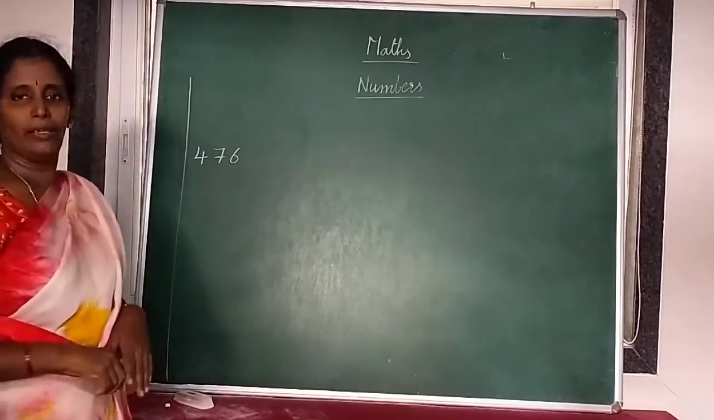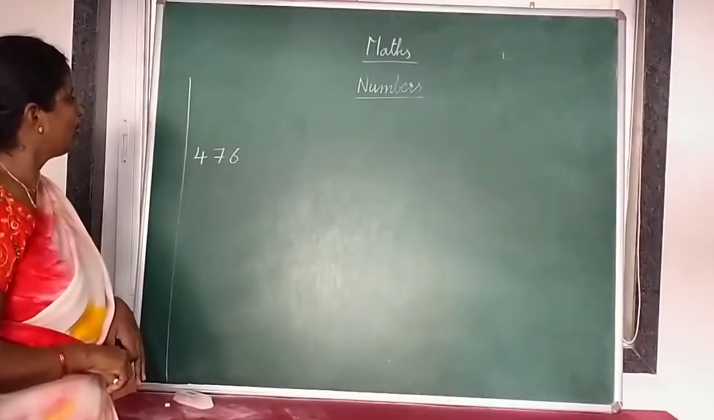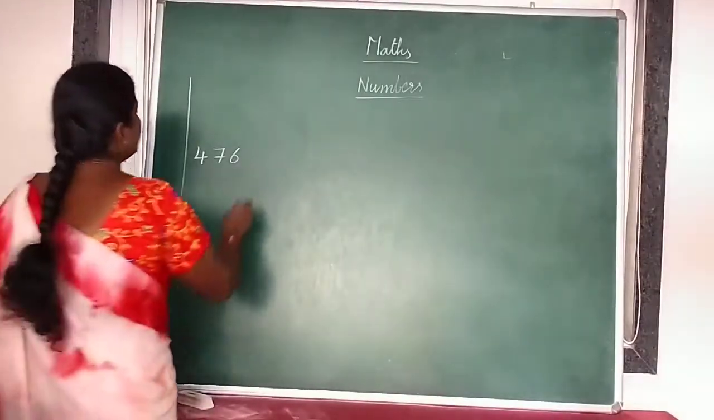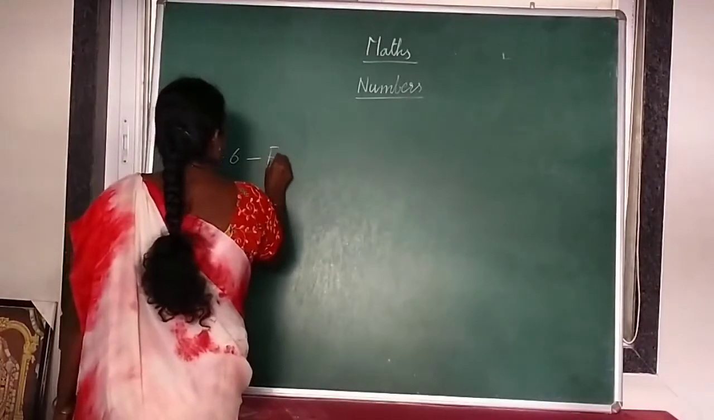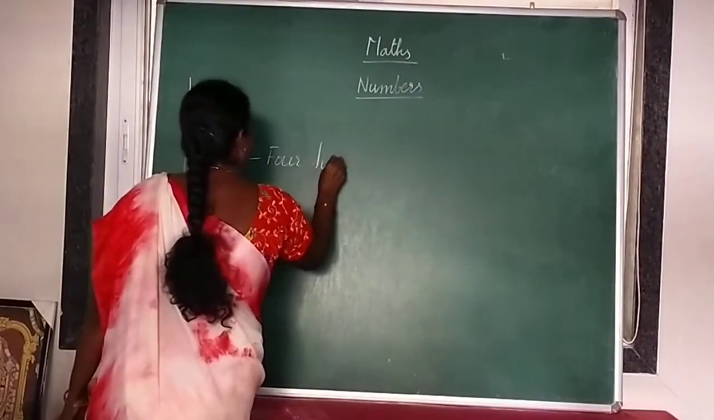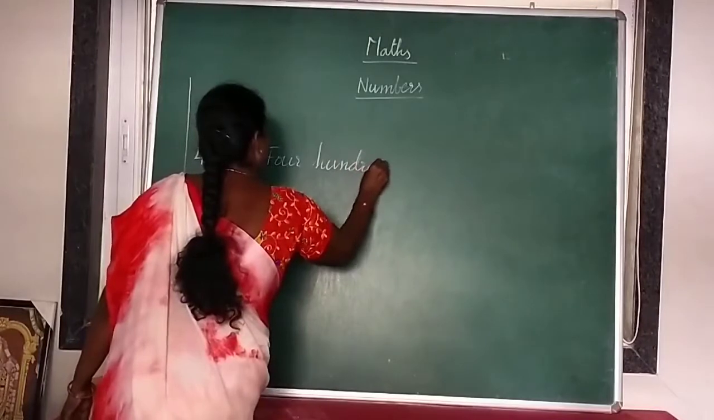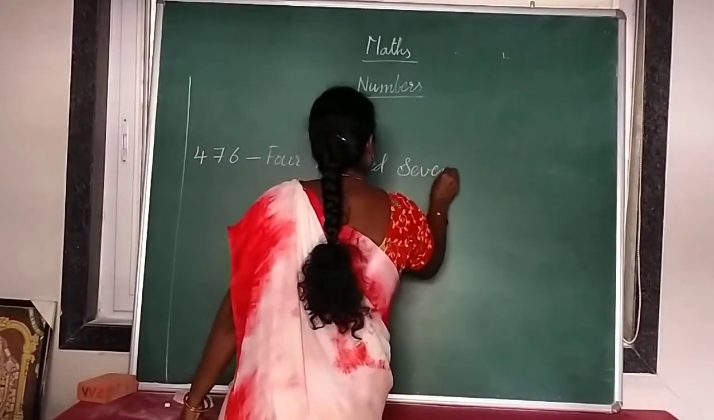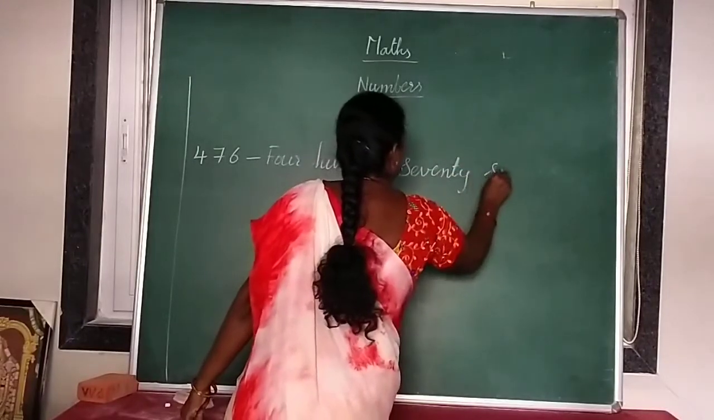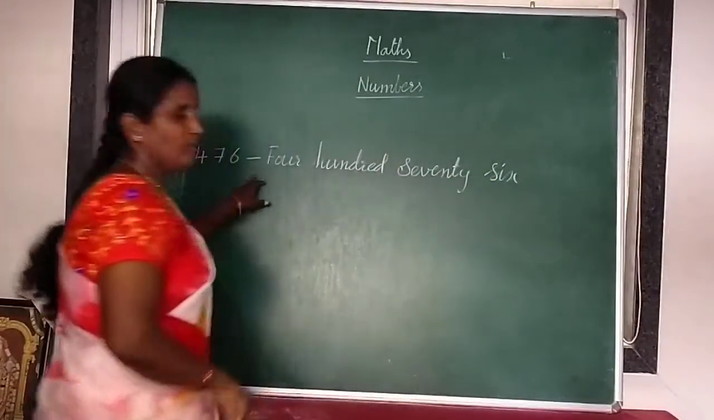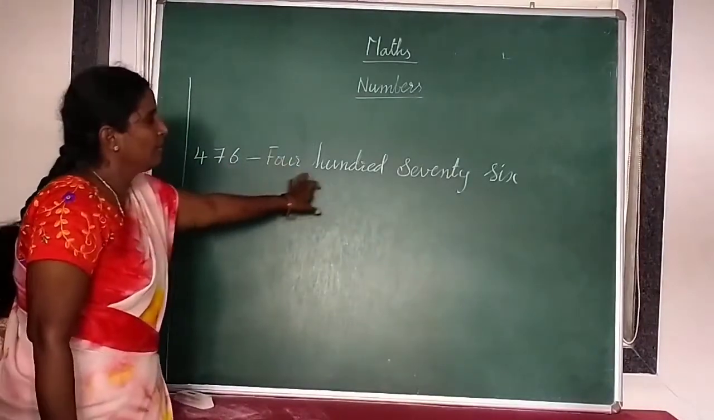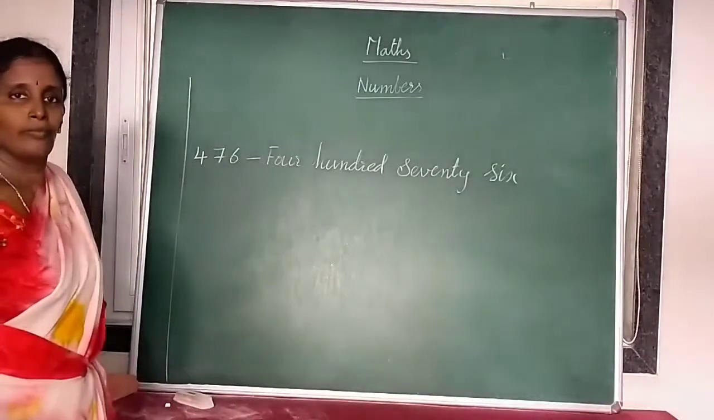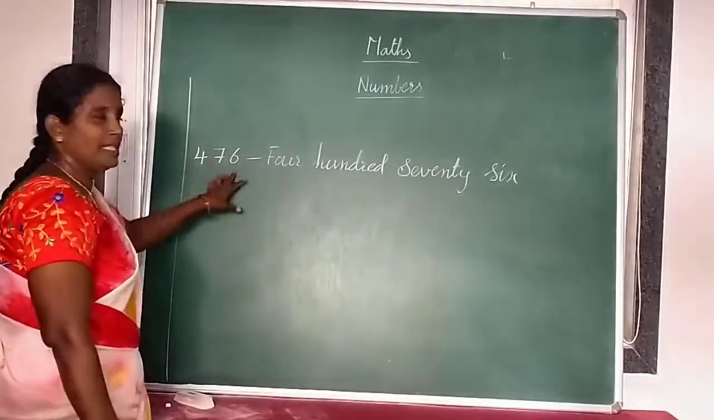Can you read that number? What is that number? 476. So what is that number? 476. How can you read that number? By using the place values.